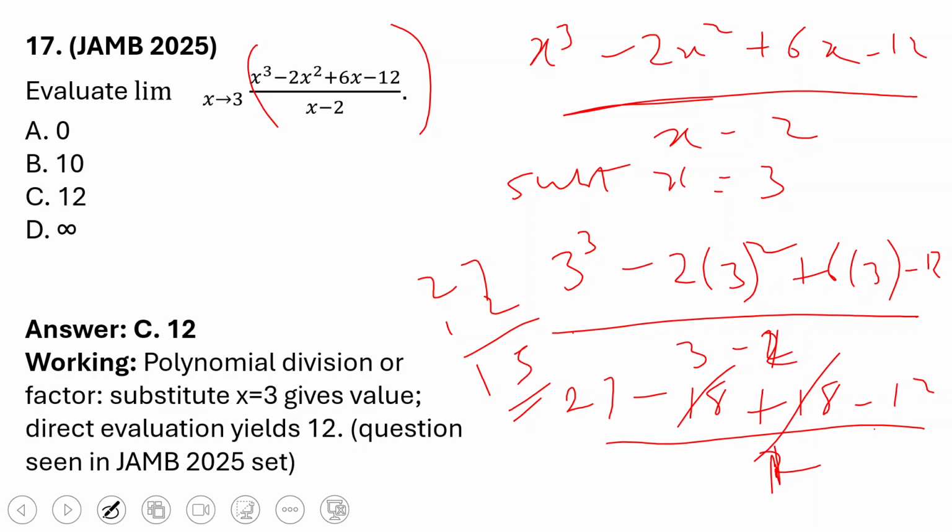Okay, then minus 12. This one will cancel this one. Then I have 27 minus 12 to give us 15. We don't have the options here, but 15 is the answer to this question.